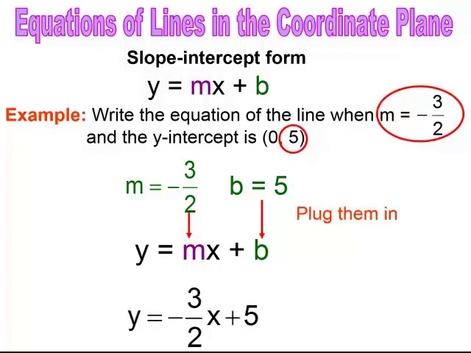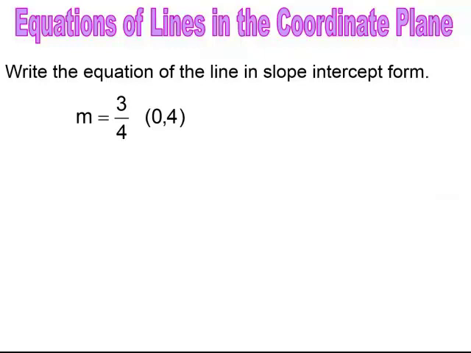So this equation of the line, when the slope is negative 3/2 and the ordered pair is (0, 5), my equation would equal y equals negative 3/2 x plus 5. So this is the equation of a line given the slope and the y-intercept. Pause and try.